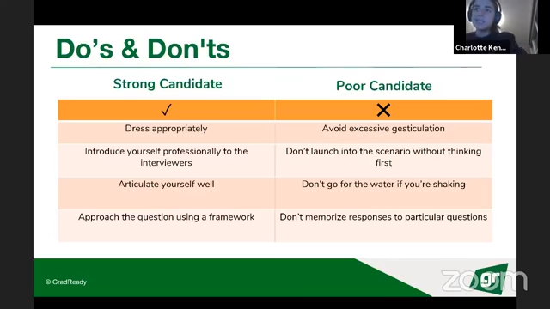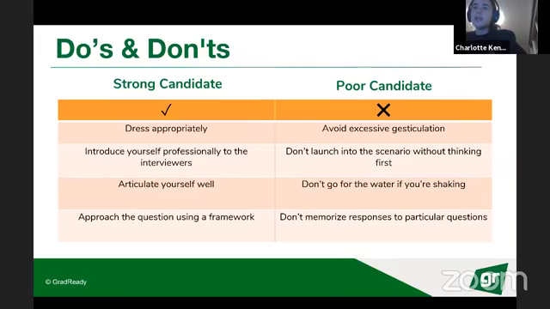If we're thinking about the don'ts, the first one is avoid gesticulation. This might be a little easier because you're doing virtual interviews, but it can be quite distracting and can sometimes make you seem excessively nervous. One thing I used to do when I found myself doing it was hold my hands together in my lap so that I wouldn't be tempted to start gesturing.